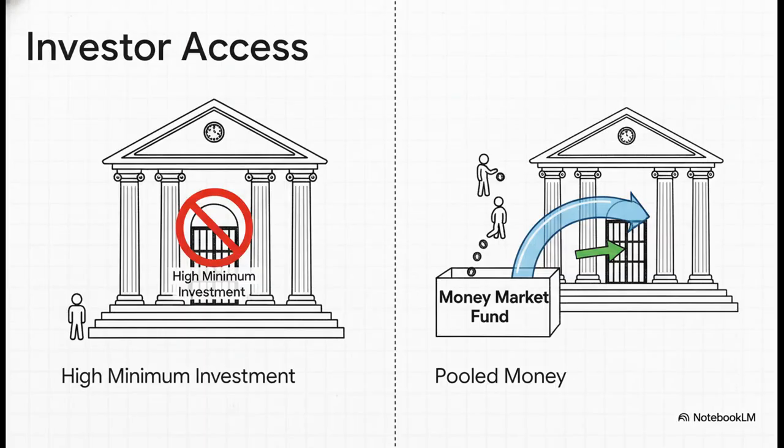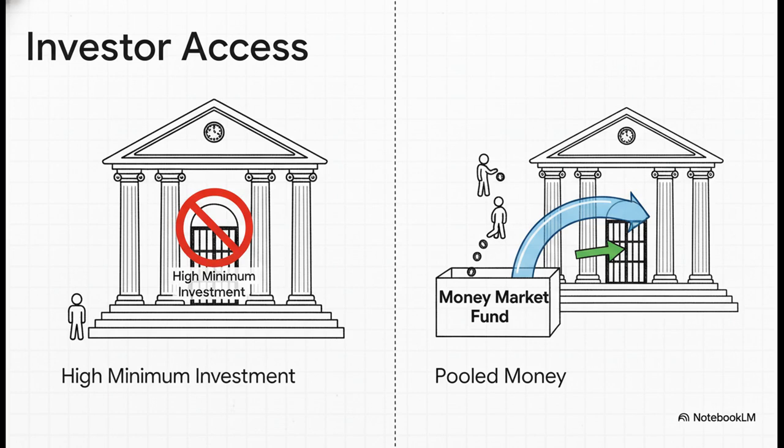So the big question is, how do you get in on this? Well, you can't just walk in the door. The minimum investments are often enormous. Instead, regular investors like you and me can get access indirectly through something called a money market fund. It's pretty clever. It just pools together smaller amounts of money from lots of people to get a seat at the big table.